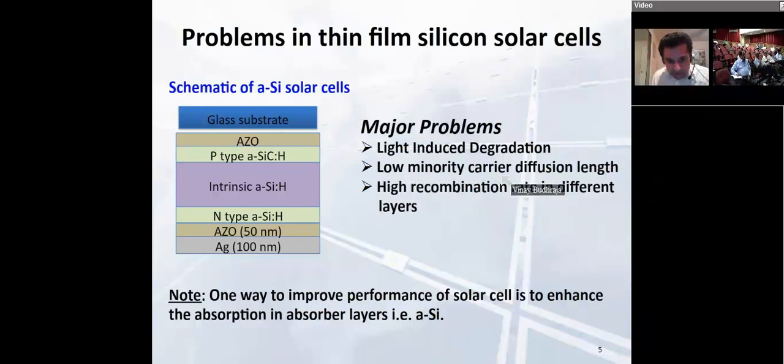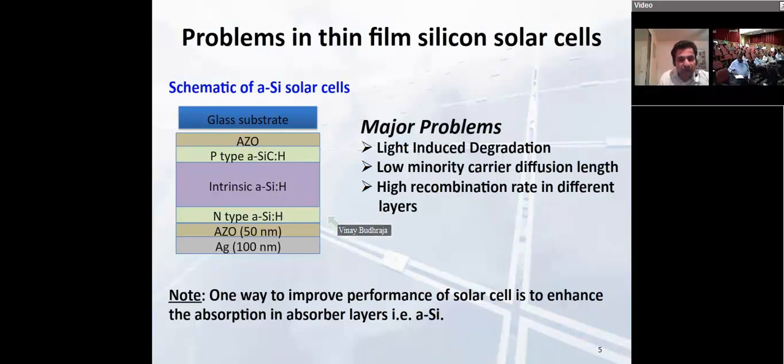Another problem is the low minority carrier diffusion length, because the P-type and N-type layers are so thin and they are amorphous material which has high impurities present. So the diffusion length is very small. The third problem is the high recombination rate in different layers. Because of these problems, the efficiency of these solar cells is less in comparison to other technologies, mainly crystalline silicon.